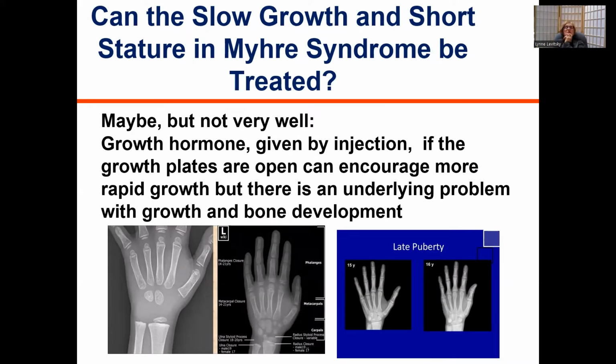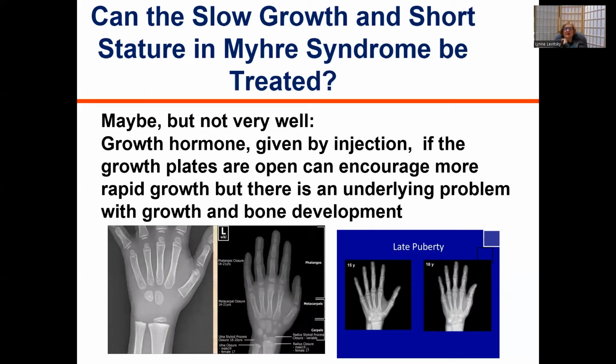So can this slow growth and short stature in Myhre syndrome be treated? Maybe, but not probably very well. As you know, the old adage, if you only have a hammer, everything looks like a nail, applies to growth disorders. We have a lot of growth hormone around, a super lot of growth hormone. It's given by injection daily, although there are some new preparations which can be given once a week. And if the growth plates are open, even people who make plenty of growth hormone of their own will grow a bit taller if they're given growth hormone.